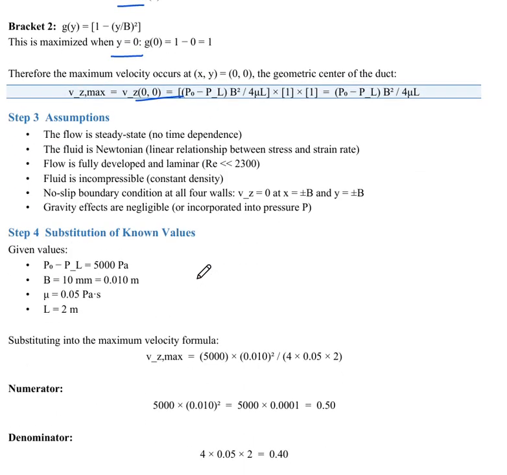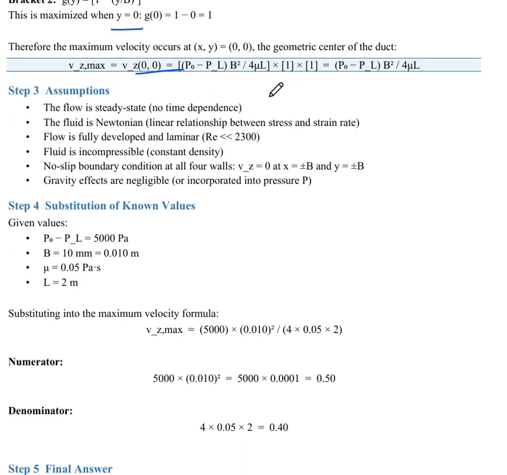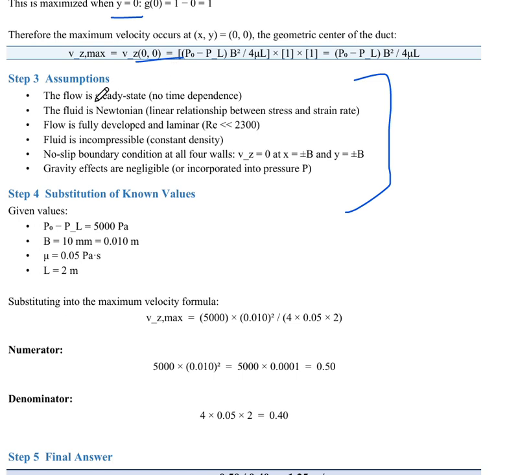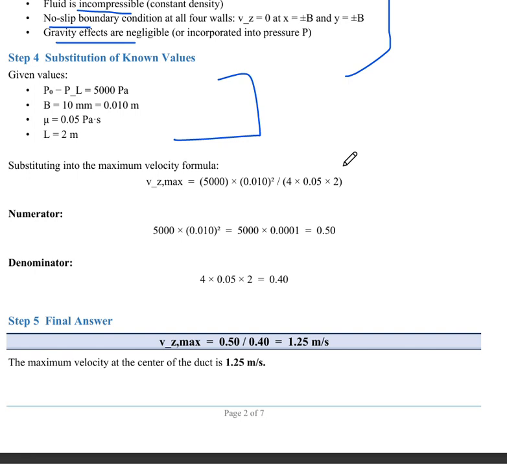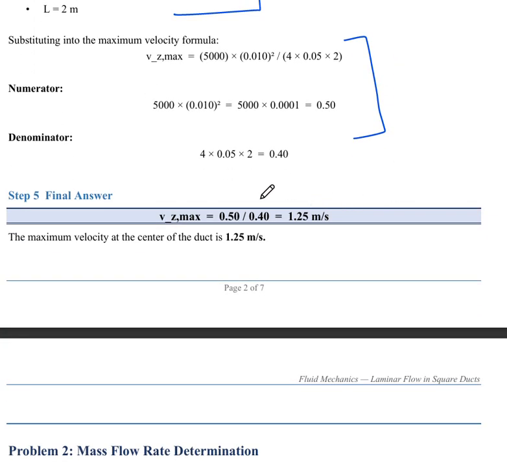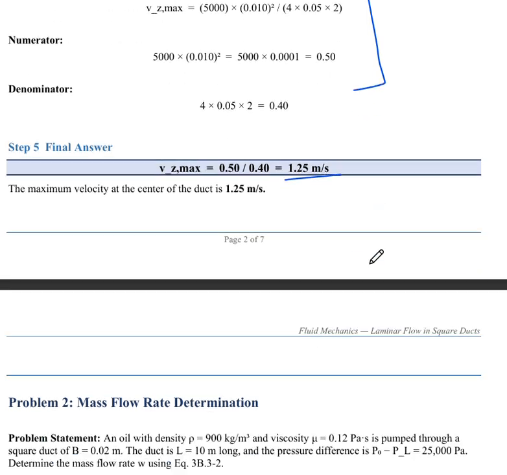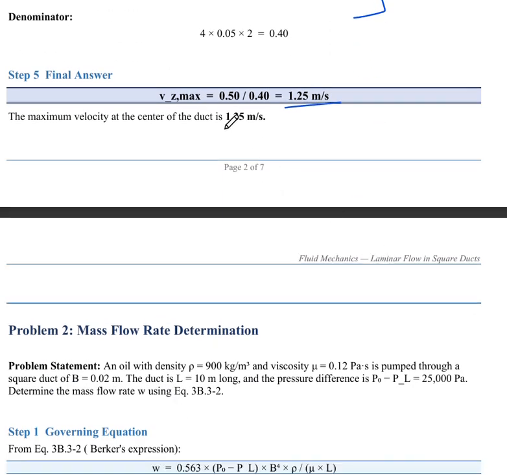As you can see here, by solving this problem, we take these assumptions: steady flow rate, fluid is Newtonian, flow is laminar, incompressible fluid, no slip boundary condition, gravity effects are negligible. By substituting all these known values in the given formula, we can get the final answer as our maximum velocity, 1.25 meter per second.